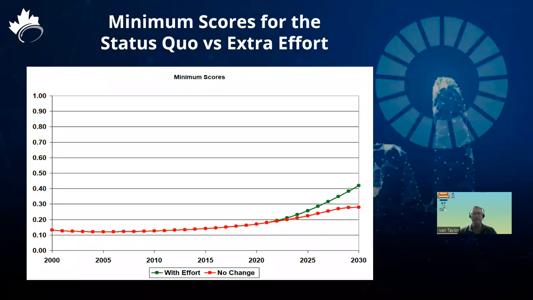Here are the minimum scores over the period of 2000 to 2030. And you can see that the policies come into effect in 2023. And then you start to see improvements in the minimum score over what was done in the status quo or no extra effort situation.